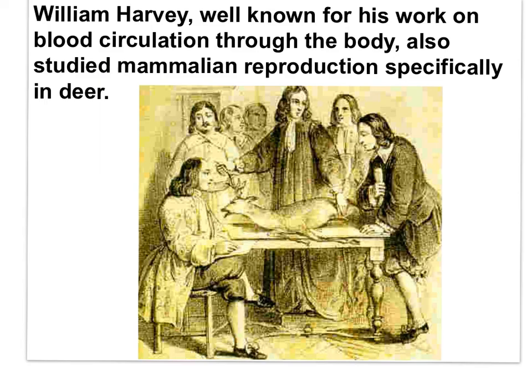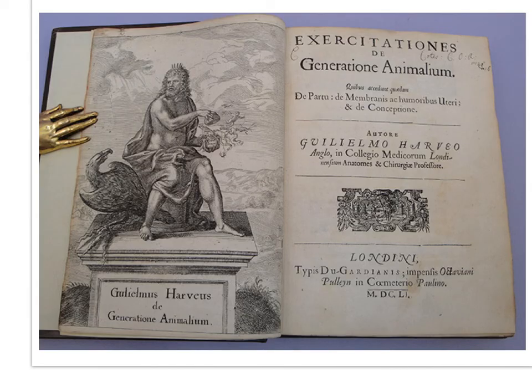William Harvey, well known for his work on blood circulation through the body, also studied mammalian reproduction, specifically in deer. Harvey also established several conclusions surrounding theories of reproduction. First, he denounced spontaneous generation by claiming that even maggots and worms have some origin in eggs. Harvey rejected theories from Aristotle about early embryogenesis involving embryo formation from the combination of menstrual blood and semen.